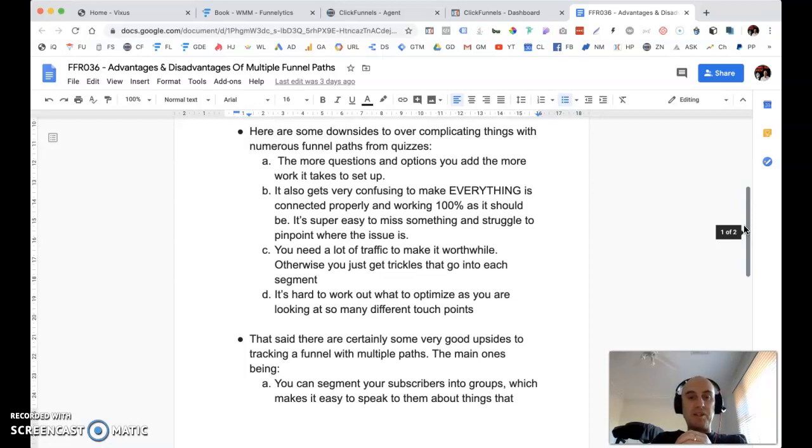Then the third point is that you need a lot of traffic to make it worthwhile. Otherwise, if you just get trickles that go into each segment, then it doesn't really serve the purpose or make it worthwhile to go to all of that effort to set it up. So you have to really know what you're doing. You have to make sure that you're asking the right questions, that the quiz is set up properly, that people are actually engaged and they're actually bothering to get to the end of the quiz. Because you could go to all of that work, which can be dozens, if not hundreds of hours of work for a really complicated one.